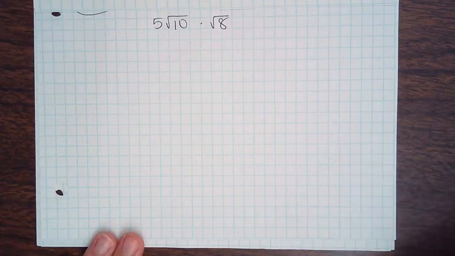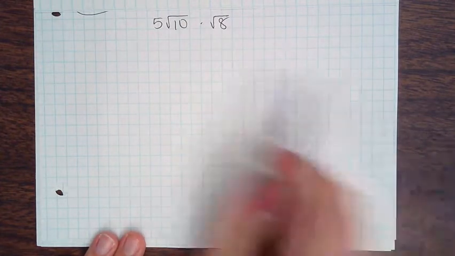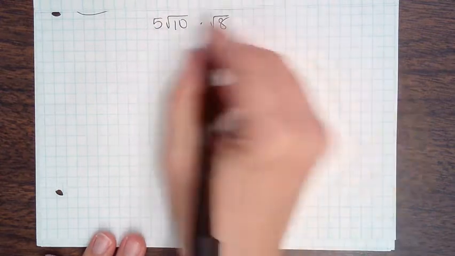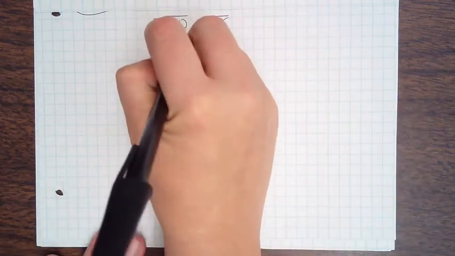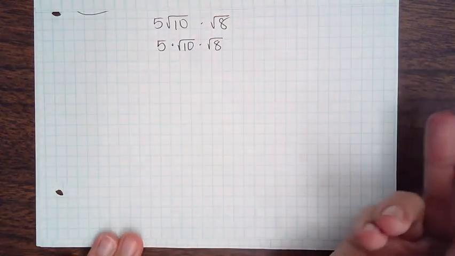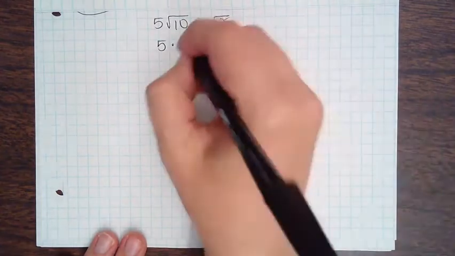Okay, here's our second problem. So these are two things that are multiplied together. We have 5 root 10 times root 8. And actually, it's three things. We have 5 times root 10 times root 8. Multiplication I can put in any order, so I'm just making sure that the things that are similar group.